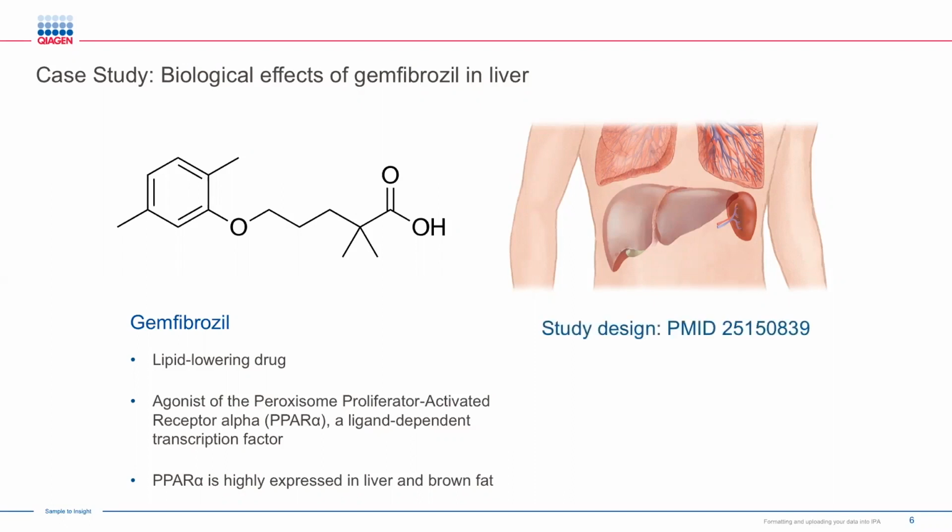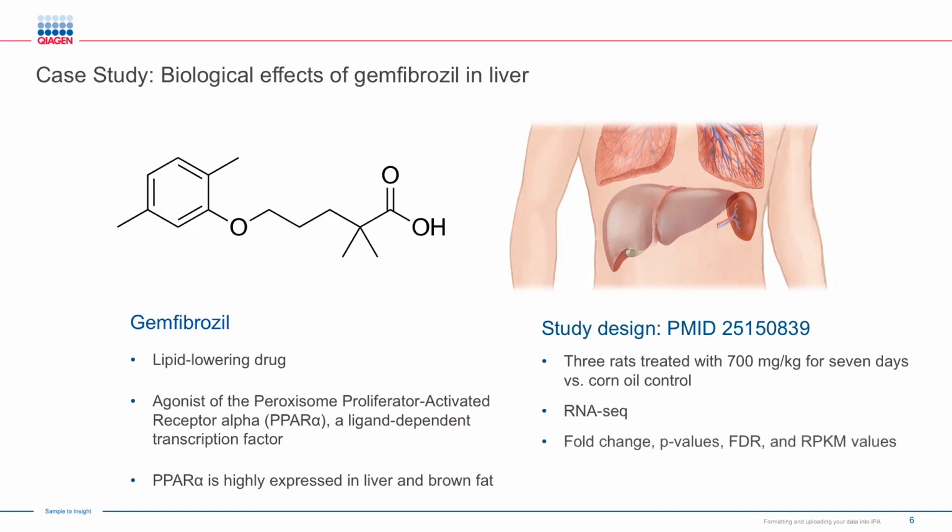In this study, we took a data set downloaded from GEO. It was an RNA-seq study from 3 rats that were treated with gemfibrozil for 7 days, and they were compared to rats who were orally gavaged with corn oil. We processed this data and calculated the levels of differential expression between the treated rats and the control rats. From those calculations, we got fold change values, p-values, false discovery rates, and RPKM values.